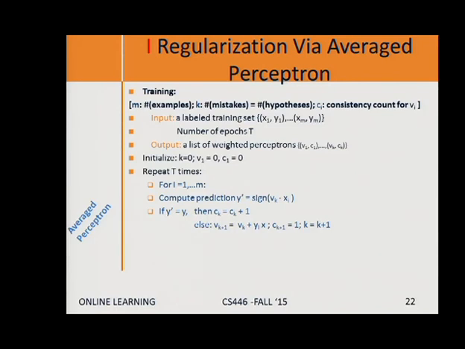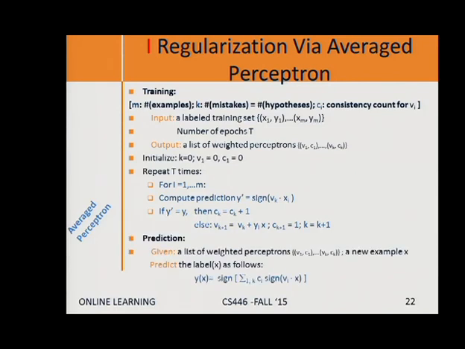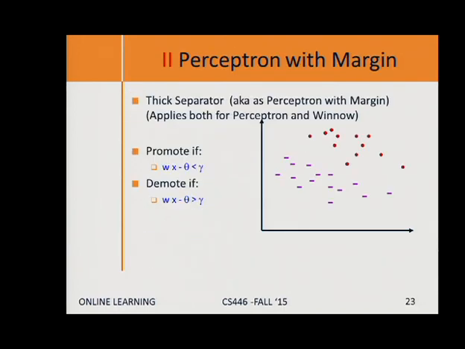Very natural algorithm. At the end, I'm getting this final list of pairs: weight vector, count. I'm predicting this way. I take the sign of vi times x on an example x, multiply it by ci, and take the sign of this. So basically, I have an average of my decisions. And this turns out to be a very good algorithm. So this is one key extension of Perceptron.